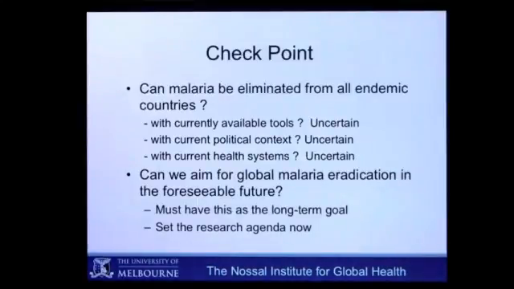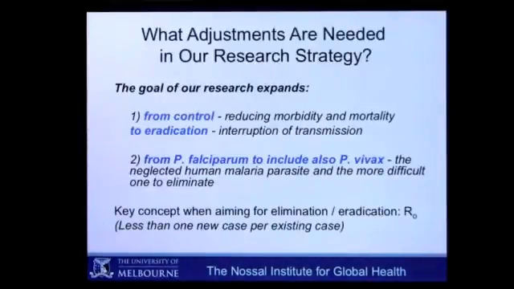With current health systems uncertain. Undoubtedly, enormous amounts can be done. Can we get the whole way? It's hard to be sure. So, I think there's general consensus in the scientific community that it must be the long-term goal, and particularly we need to set the research agenda now.